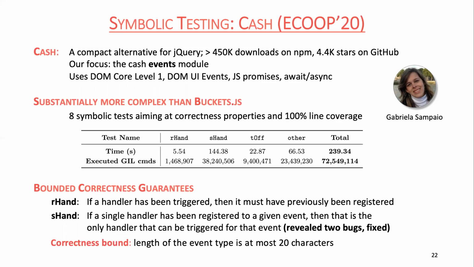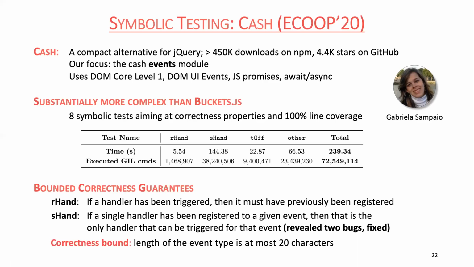But what we were really after was bounded correctness results. In particular, we're able to say, if a single handler had been registered to a given event, then that is the only handler that can be triggered for that event. Sure, one would expect it to hold. It didn't. We found 2 bugs that were fixed. Now it does hold up to the bound that the length of the event type is at most 20 characters.